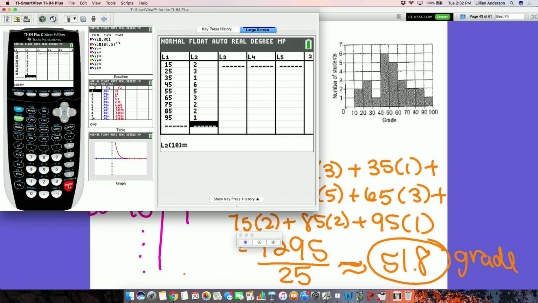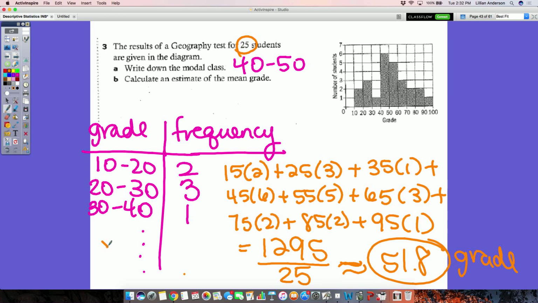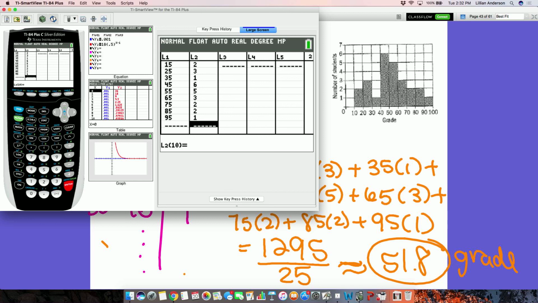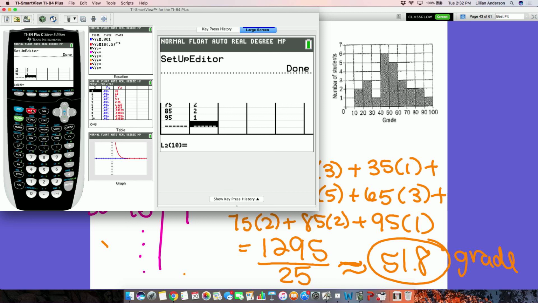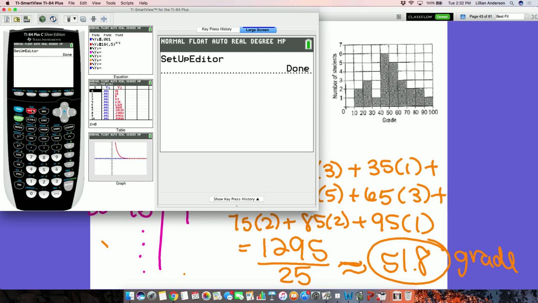Sound good? All right. Now we are going to actually find this information, like the mean or the median, or other things that are going to come up in our future. Second mode quits out of any program that you're in. If you're in y equals, second mode gets you out of y equals. Okay? So we're going to go back to stat.